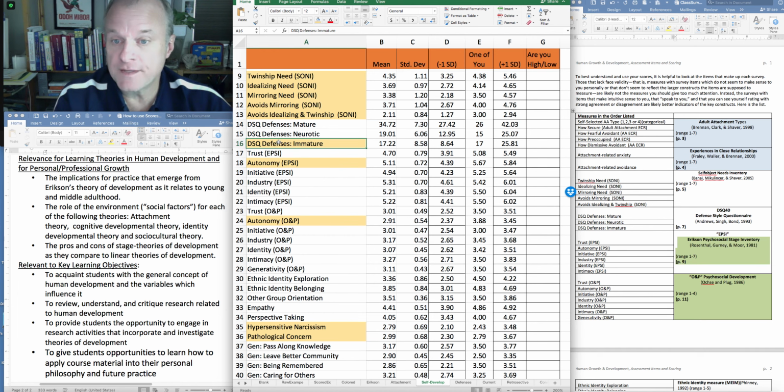So, immature defenses should be high when these constructs are high in adulthood.